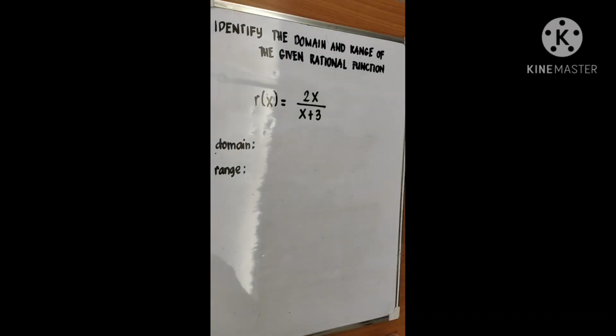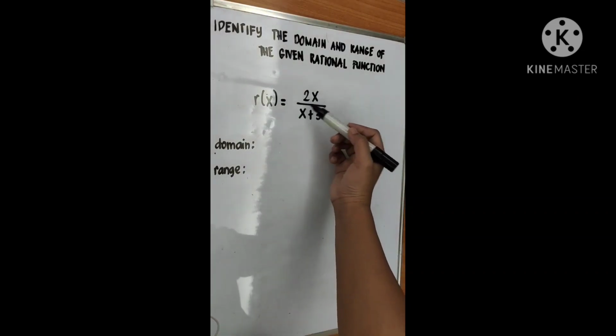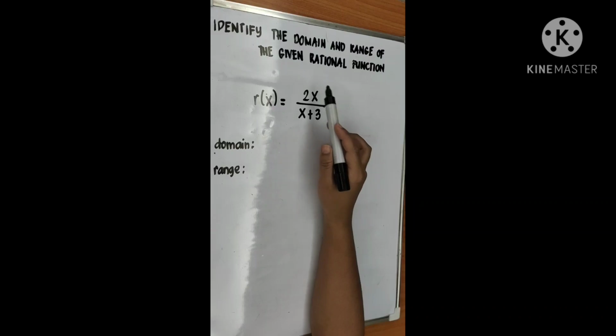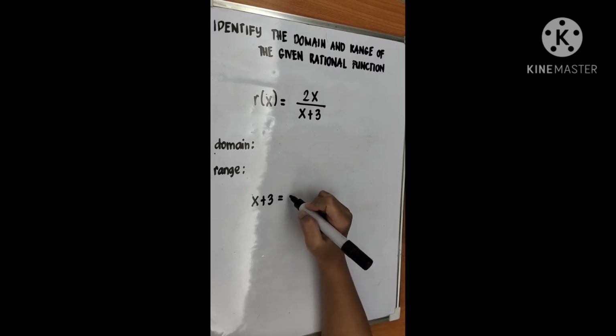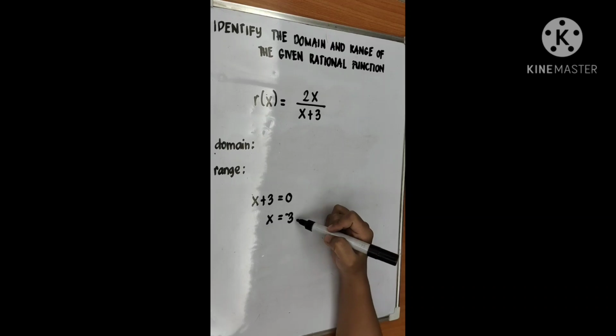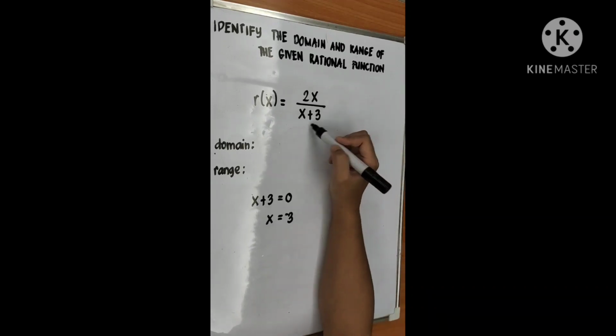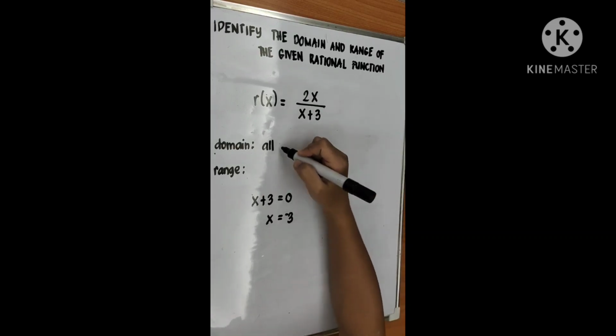Now for the second example, we are given here a rational function r of x is equal to 2x all over (x plus 3). So to solve for the domain of this rational function, we will be equating the denominator x plus 3 to 0, and we are going to solve for x. So we have the denominator x plus 3 is equal to 0, and so x is equal to negative 3. So this is now the restriction in our domain. This means that this rational function here can take all values of x except negative 3.